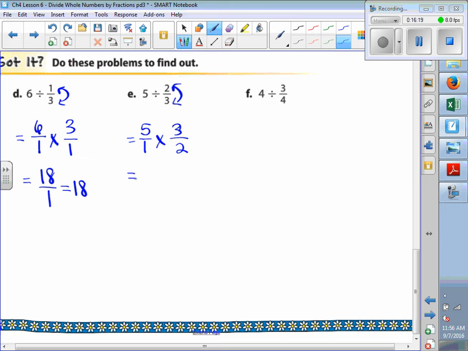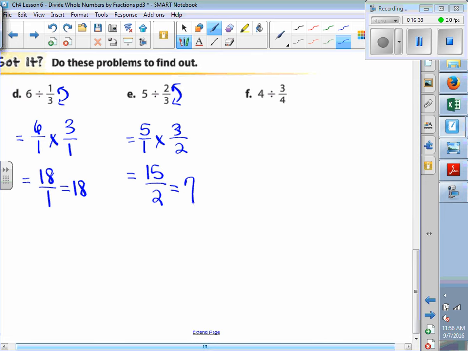And then multiply like normal, straight across. If I can simplify before I multiply, you will. Very good. So we've got 15 over 2. And then we can change that to a mixed number. How many times does 2 go into 15? 7 times. Look how many left over? 1. And the denominator stays the same.